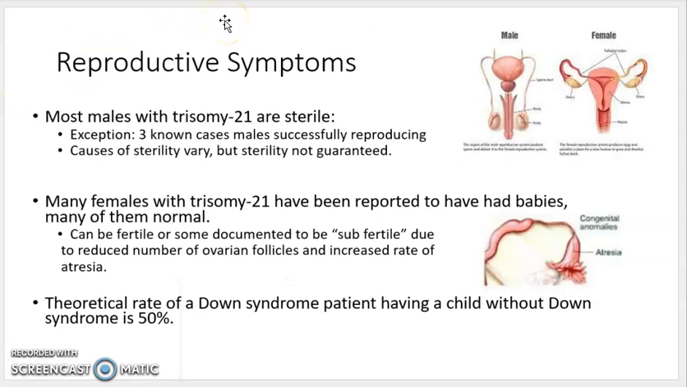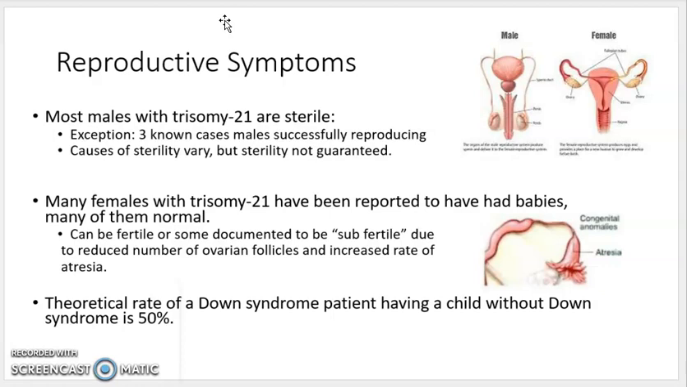Down syndrome also affects males and females reproductively. Most males with trisomy 21 are sterile. There have actually been 3 known cases where males have successfully reproduced, depending on their level of Down syndrome. Causes of sterility vary, but sterility is not guaranteed. Many females with trisomy 21 have been reported to have had babies, and many of them are actually normal.